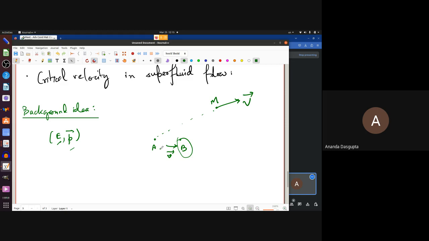Yes, they see different energy and different momentum. Right, and how are they related? That's a question that we really need to answer. How are energy and momentum related when you change observers?